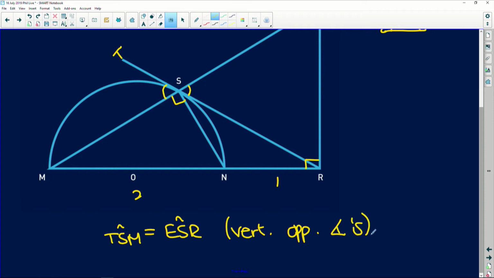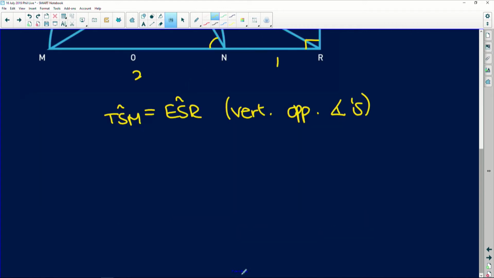Secondly, we know that because of the tan-chord theorem, remember, the angle between the tangent and the chord is equal to the angle subtended by the chord on the circumference. So angle TSM is equal to angle SNM because of the tangent-chord theorem.